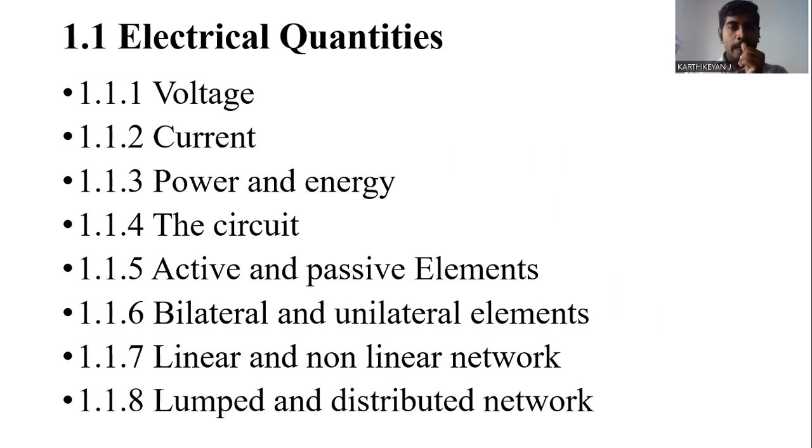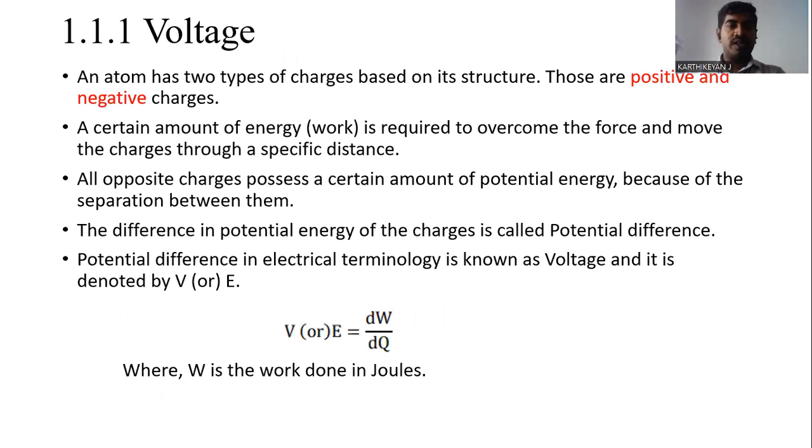So here in electrical quantities, we are going to see what voltage, current, power and energy are, the circuit, active and passive elements of the circuit, bilateral and unilateral, linear and nonlinear network, lumped and distributed network.